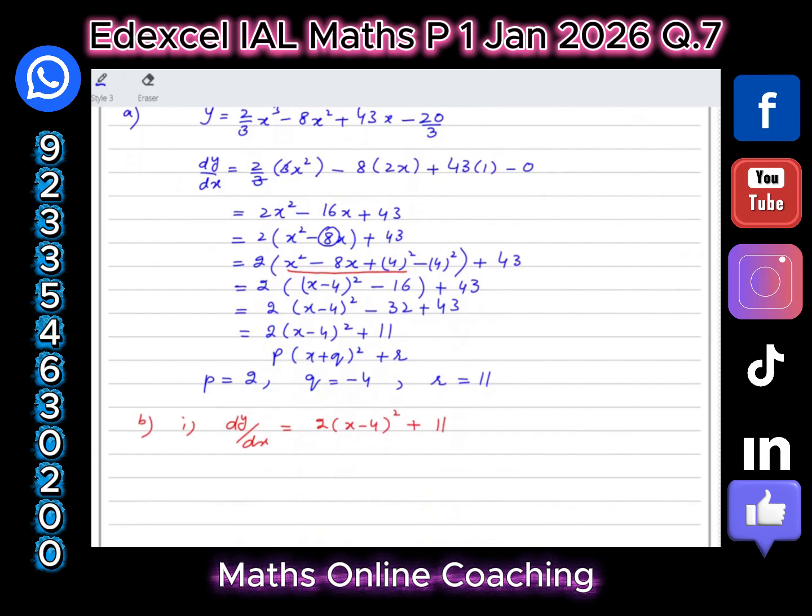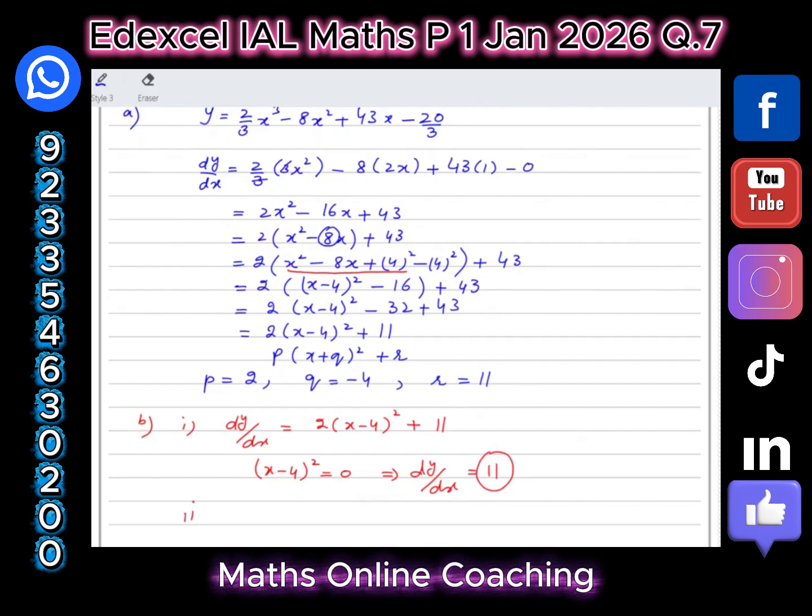Now to find the minimum value, we look at the square term. (x minus 4) whole squared is a non-negative value, and the minimum value of it is 0. This term must be 0 to get the minimum value. And if we take this equal to 0, then the derivative dy/dx is equal to 11. So this is the minimum value of the derivative.